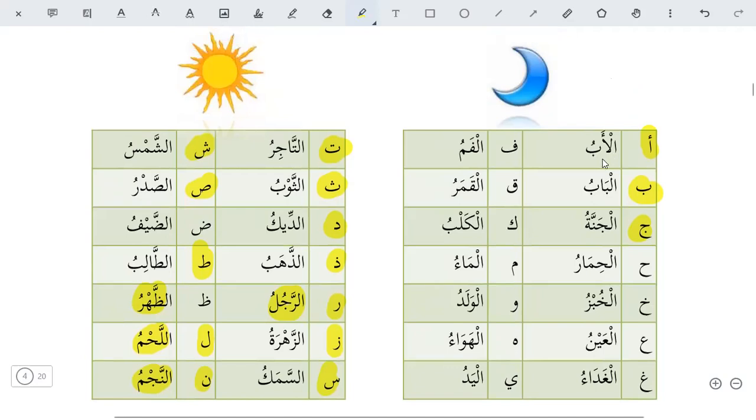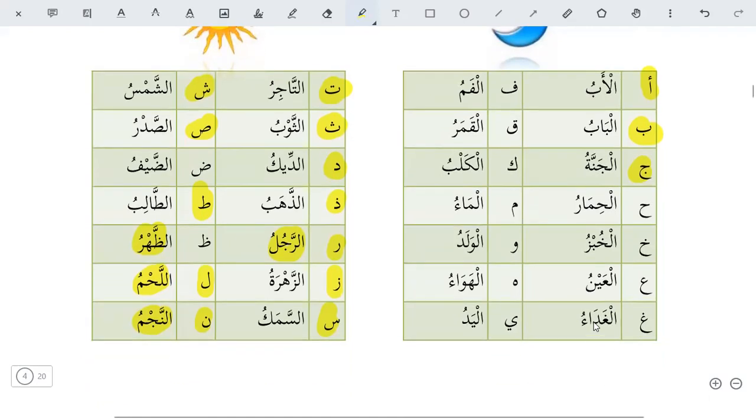Al-abu, the father. Al-babu, the door. Al-jannatu, the heaven. Al-himaru, the donkey. Al-khubzu, the bread. Al-ainu, the eye. Al-ghada'u, the lunch. Al-famu, mouth. Al-qamaru, moon. Al-kalbu, the dog. Al-ma'u, water. Al-waladu, the boy. Al-hawa'u, air. Al-yadu, hand.